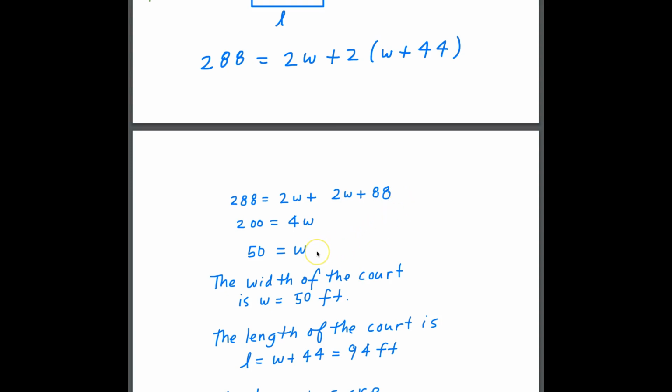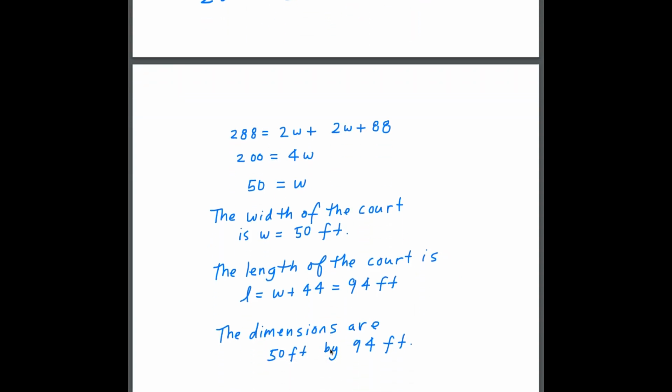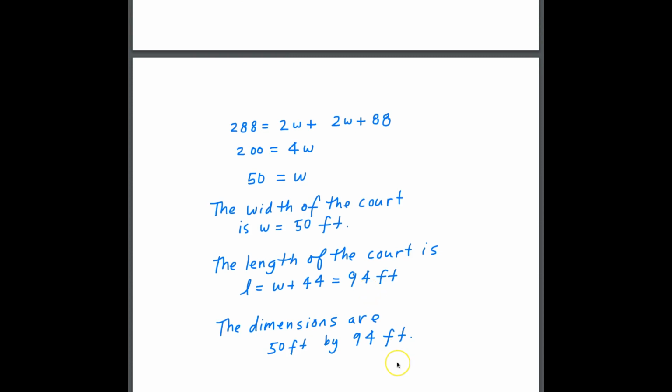And then just simplifying, I get W equals 50. So the width of the court is 50 feet. Remember, the length was W plus 44. So the length is 94 feet. And then the dimensions are 50 by 94 feet.